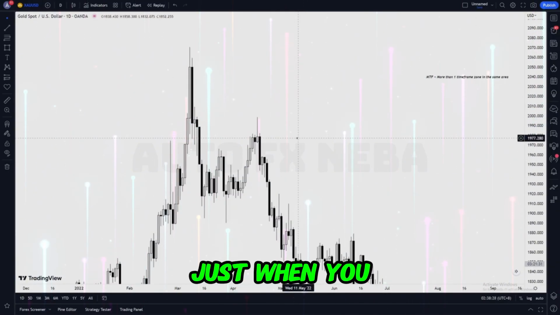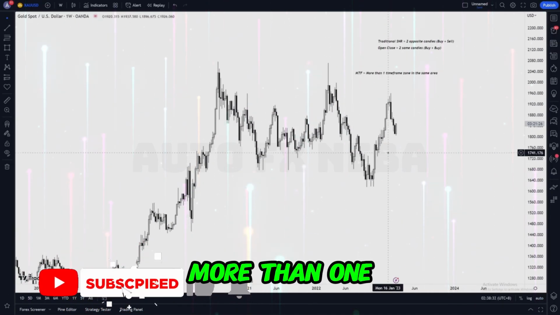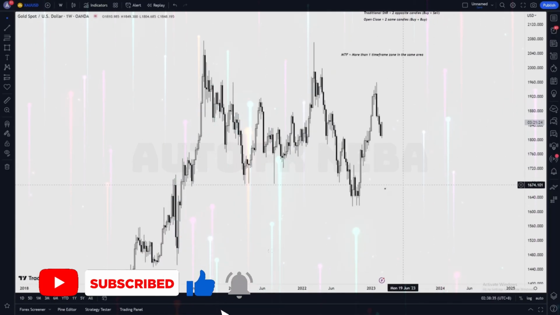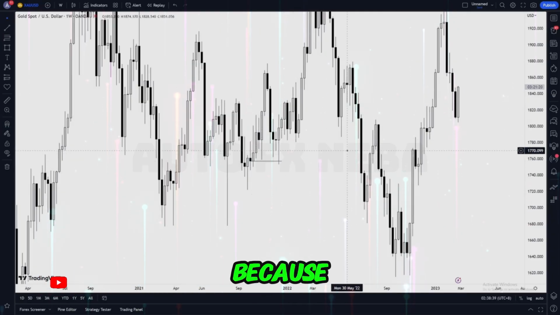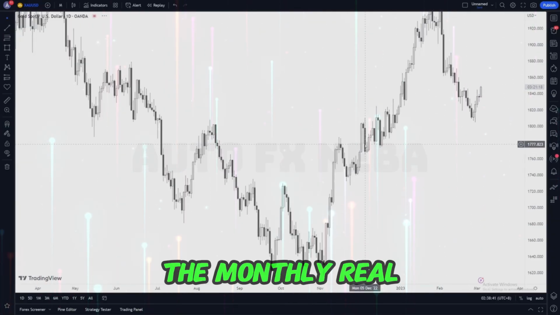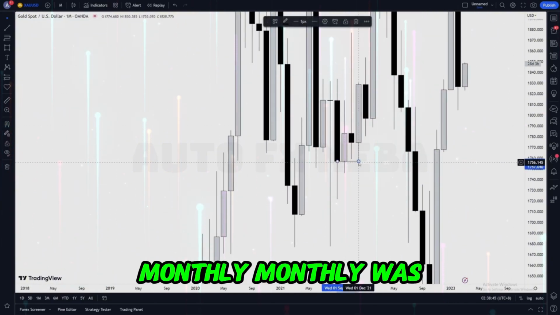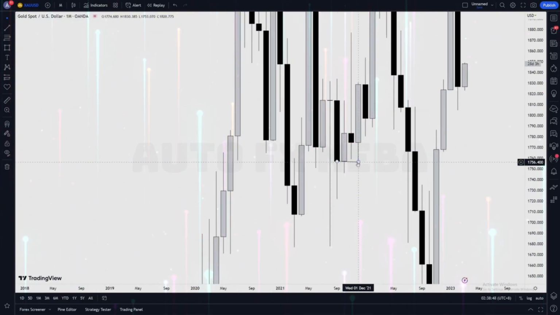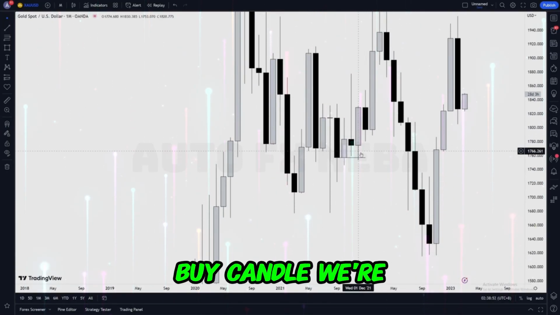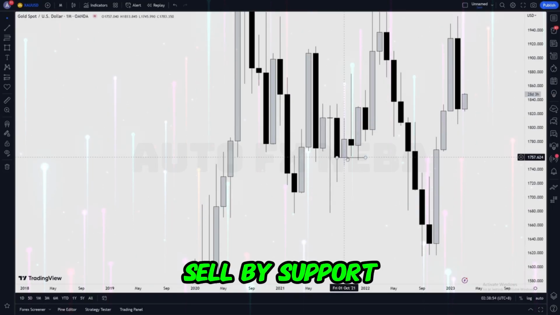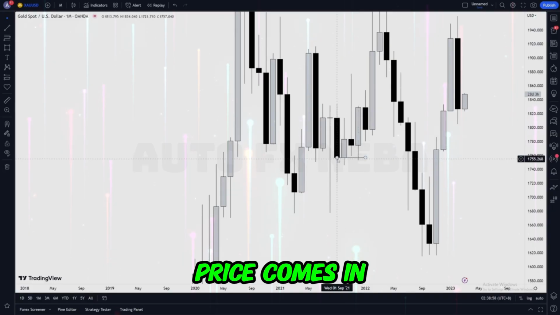That's what MTF is. It's just when you have two or more, so basically more than one time frame, in the exact same area. Okay, so I don't know if you want to backtest this. This is weekly, right? And let's still look at the monthly real quick. So look, monthly was like that. See monthly? We're trying to get this buy candle. Sell, buy, support. This candle doesn't touch it. It's still fresh. Price comes in and touches the rest of it.